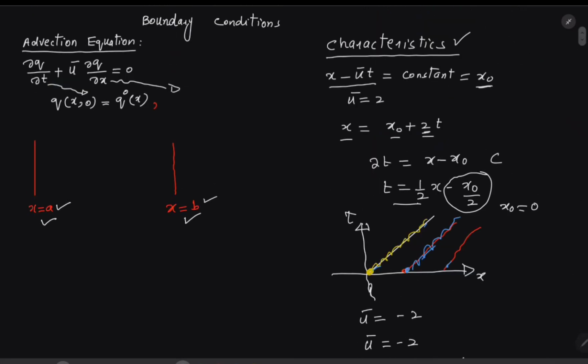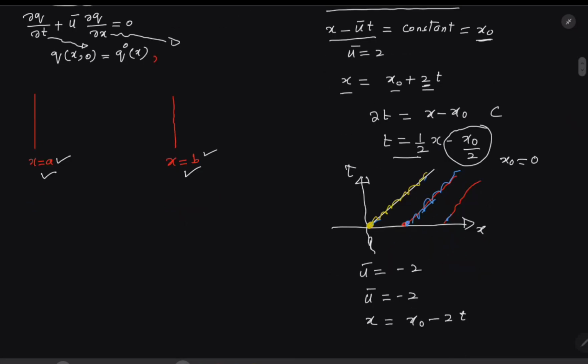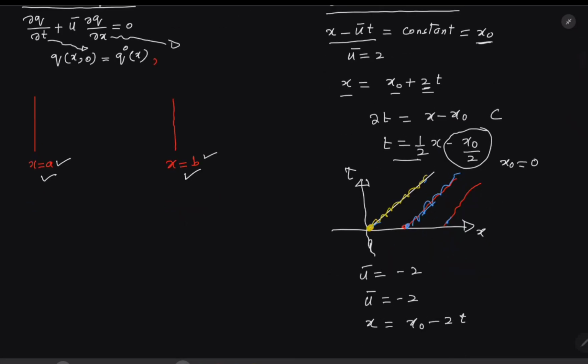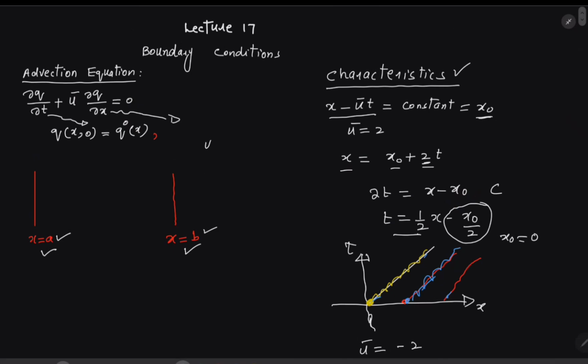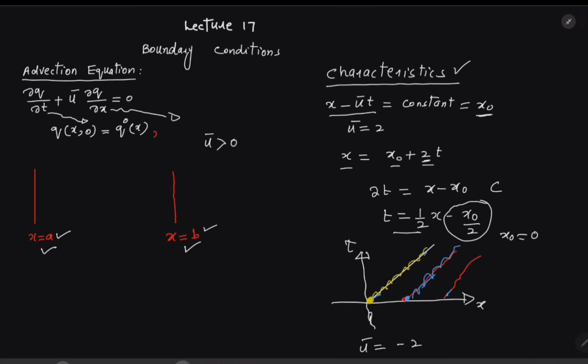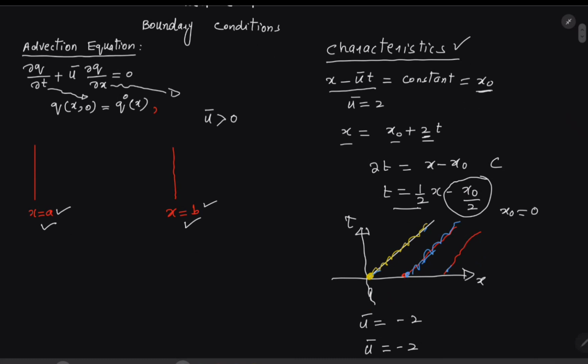Based on this analysis, let me talk about the boundary condition, how we decide a boundary condition. For example, if we have U bar greater than 0, then we have characteristics like this. And this is the boundary. We cannot cross x is equal to a. The x is equal to a is the boundary, and we have all characteristics look like this, right?